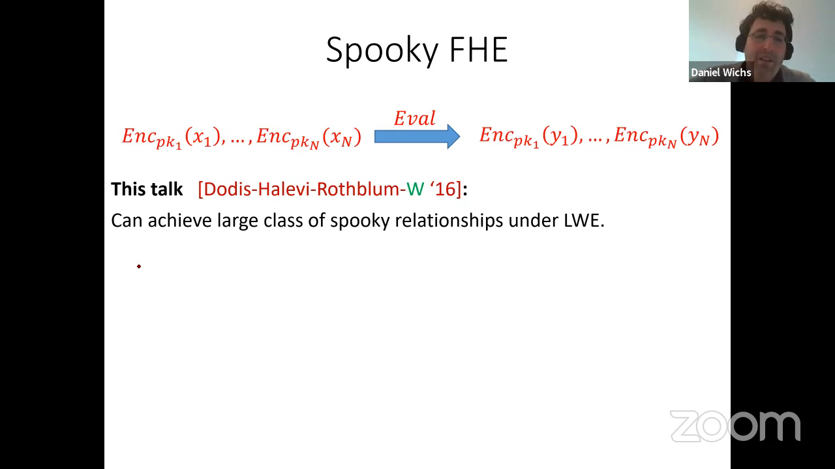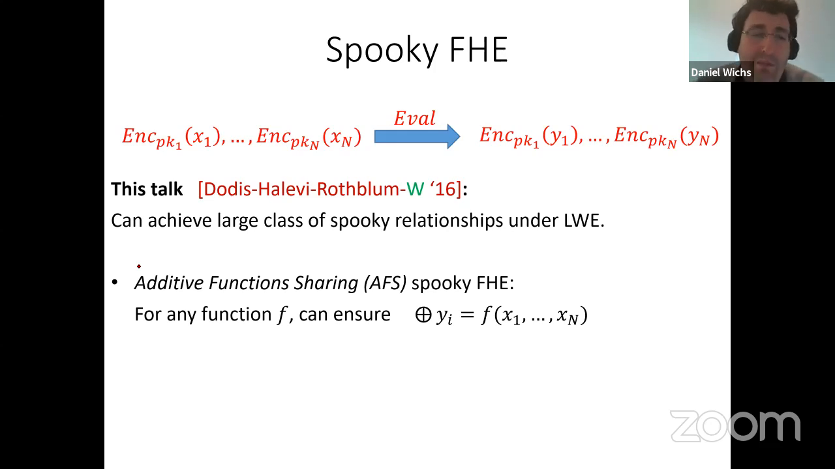So in this talk, I'll show you how to get these types of spooky relationships under LWE. You can actually generate a large class of spooky relationships between the X's and the Y's. In particular, you can get the following class of relationships, which I'll call additive function sharing spooky. For any function f, you can make sure that the Yi's are just an additive secret sharing of f applied to all the inputs. So you can compute any function on the inputs and make sure that the resulting Y's are secret shares of the output of that function.